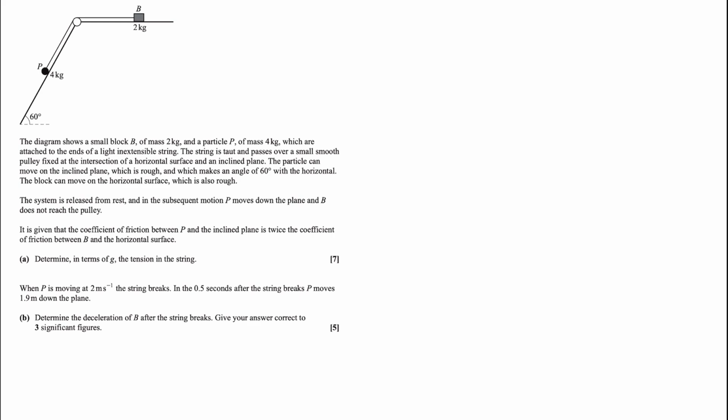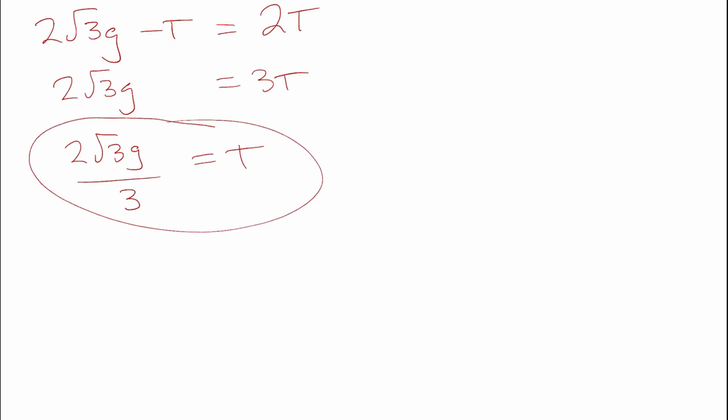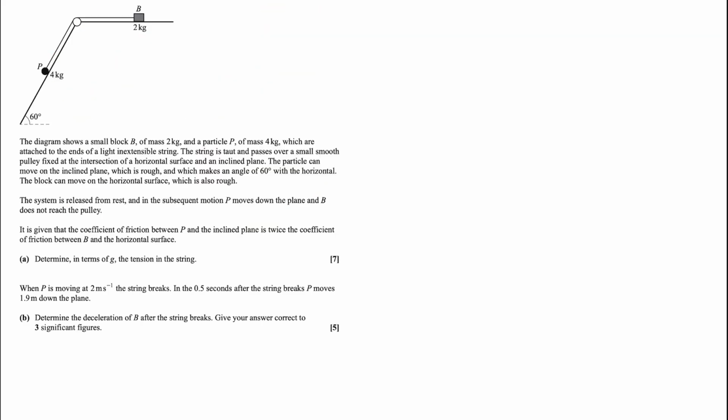All right. So, part B. When P is moving down 2 meters per second, the string breaks. In the 0.5 seconds after the string breaks, P moves 1.9 meters down the plane. This is a suvat straight away. So clearly, when the string breaks, we've got different acceleration. So straight away, I can do a suvat, which is quite nice. You wouldn't expect at this part of the paper, the last question, for the start of the question to be such a nice start.